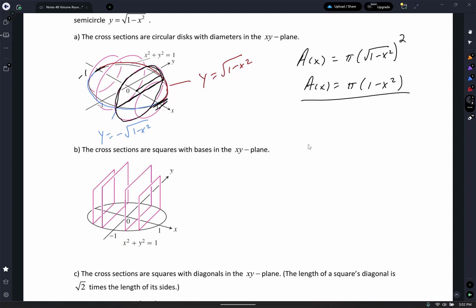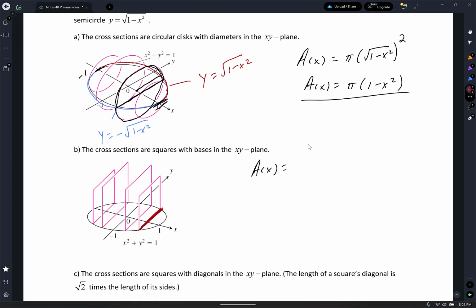All right, the cross sections are squares. So now the cross sections are squares. Remember, it's coming out of the board here, so you can see the squares coming out. And how do I find area of a square? Side squared, right? Okay, so I need this distance that you see here in red. Well, I know half of that. The distance from the x-axis to the top of that curve is square root of 1 minus x squared.